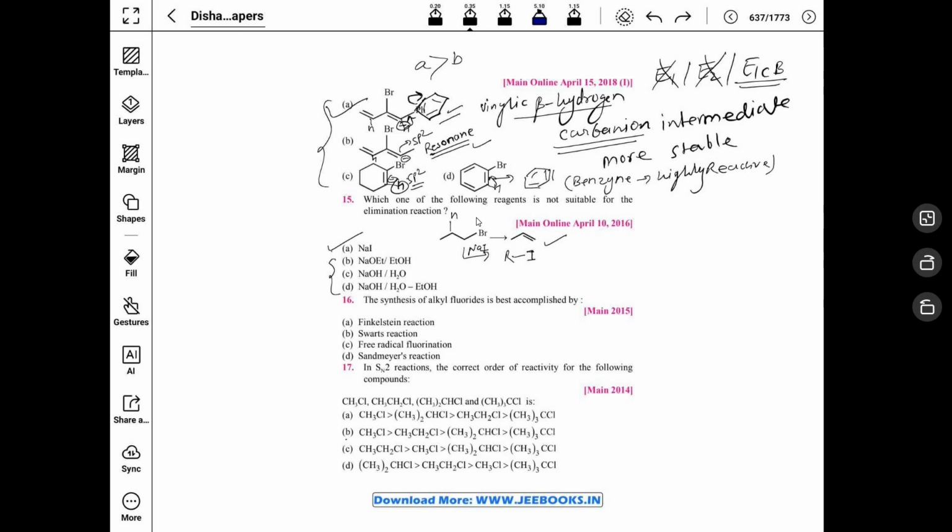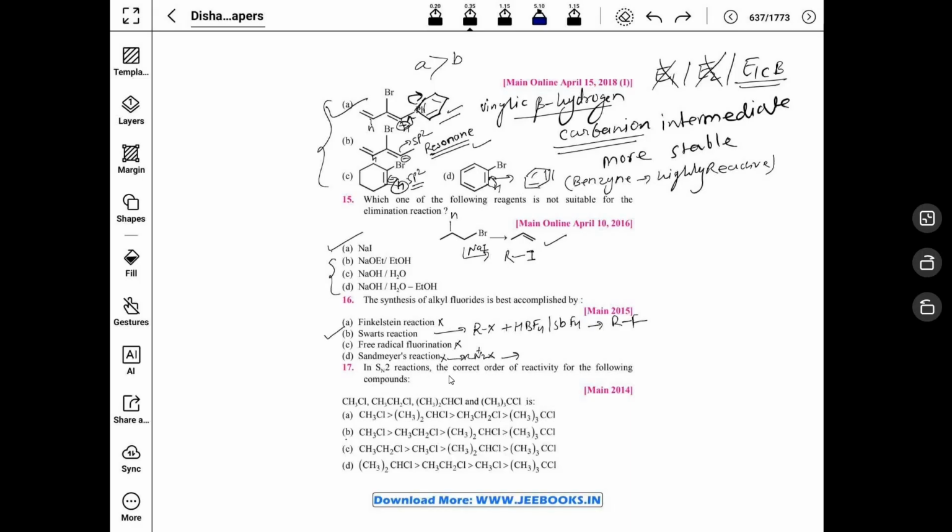Now moving to question number 16. The synthesis of alkyl fluorides is best accomplished by the Finkelstein reaction? No, as we have already seen, the Finkelstein reaction involves the reaction of alkyl halides with sodium iodide. Swarts reaction, yes. In the Swarts reaction, we use the reaction of alkyl halides with a source of fluoride, such as this or antimony fluoride, to give alkyl fluoride. Free radical fluorination, no. Sandmeyer reaction, no. Sandmeyer reactions involve diazonium salt formation and then attack of the nucleophile. So this one no, this one no. So the correct answer is B.